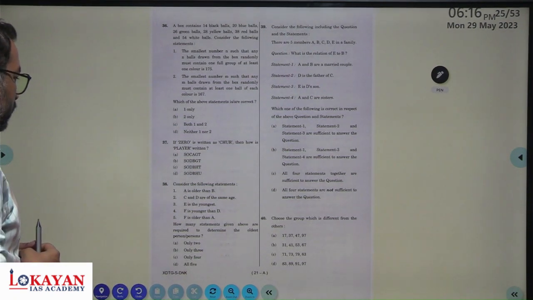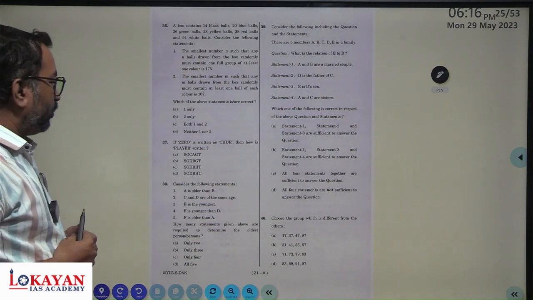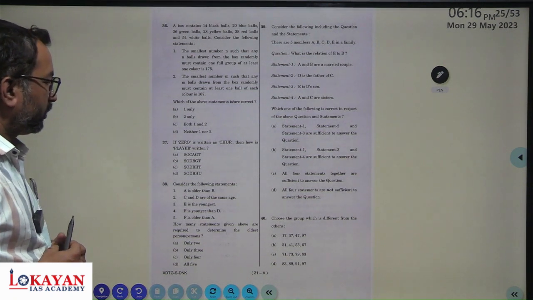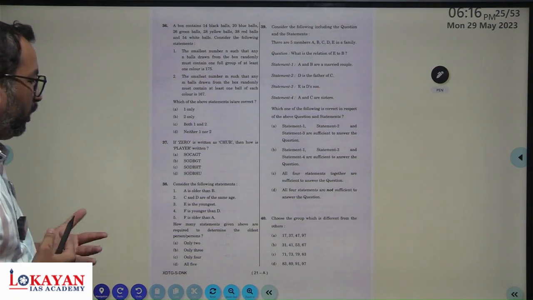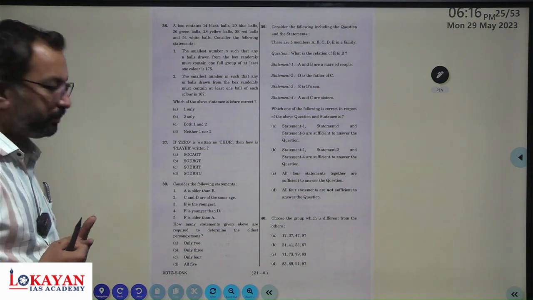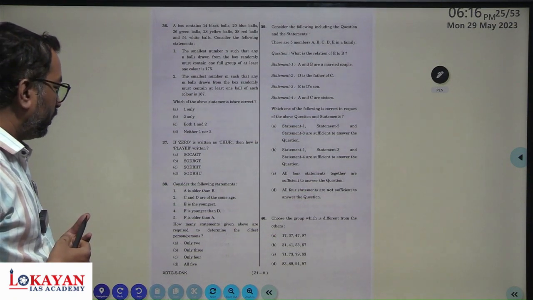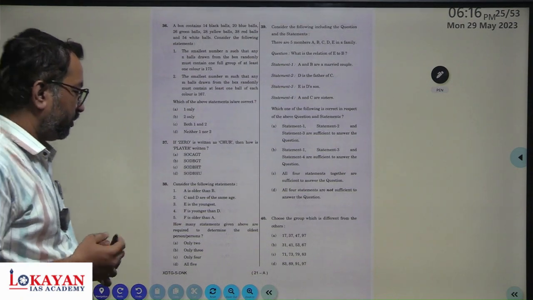Yes, next question. Consider the following statements. A is older than B. C and D are of the same age. E is the youngest. F is younger than D. F is older than A. 5 statements are given. How many statements given above are required to determine the oldest person or persons?